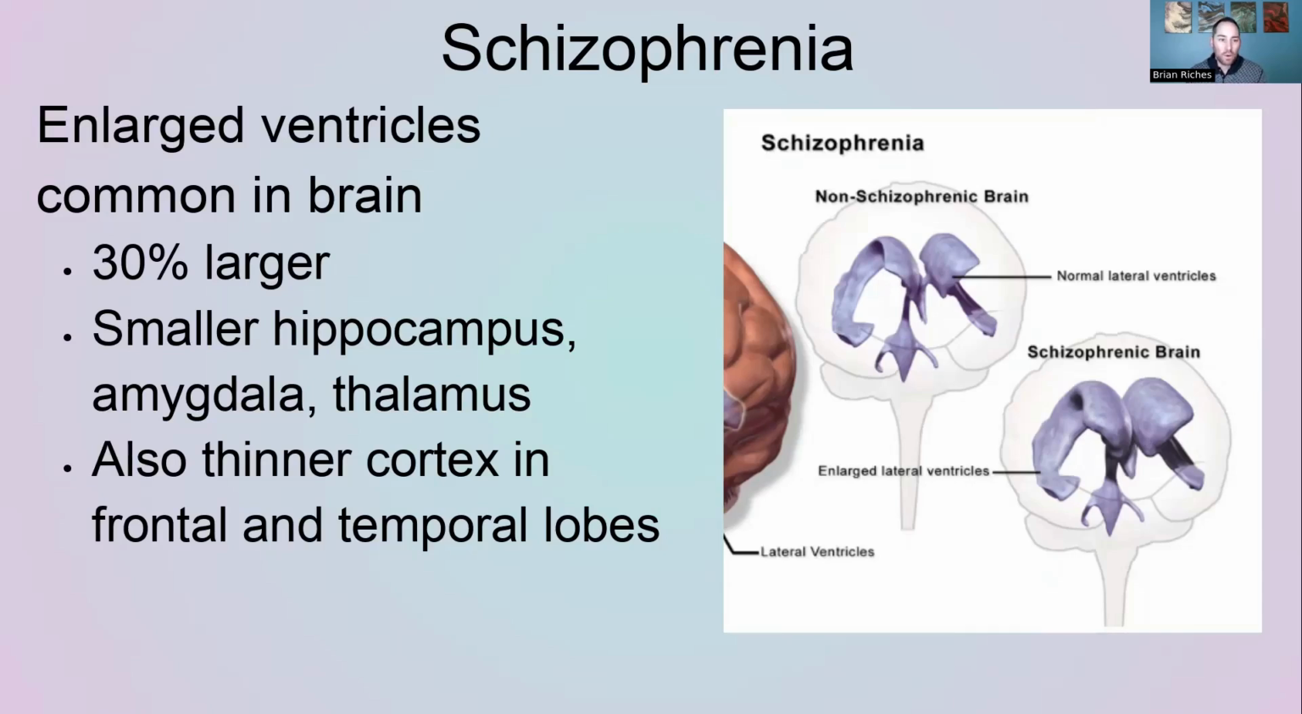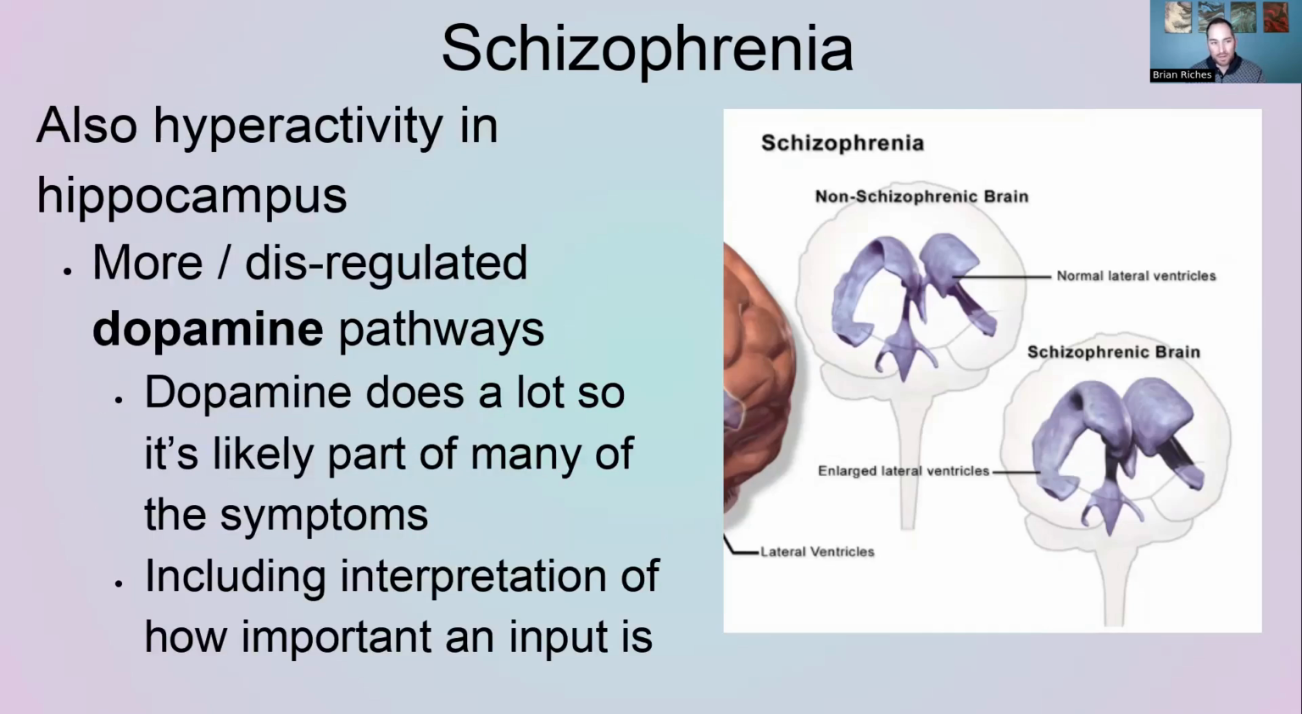You've got a little thinner cortex, specifically a smaller hippocampus, amygdala, and thalamus. And then also in some of the frontal and temporal lobes, you've got a little bit thinner cortex there. And what this leads to is that there's just a little bit fewer neurons to do some of the processes that the rest of the brain would generally do before the disease or in someone without the disease.